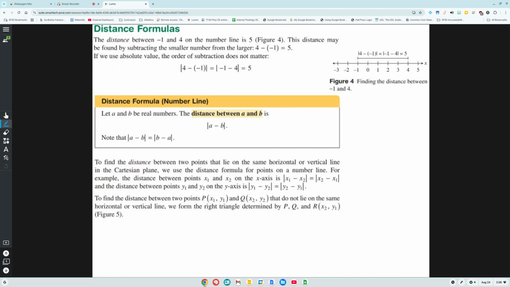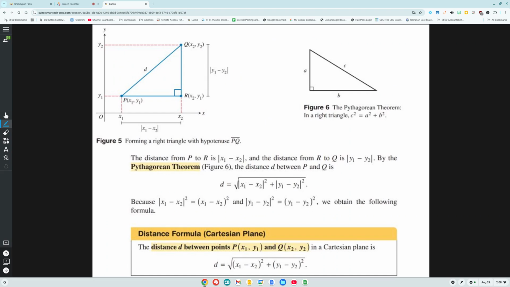To find the distance between 2 points, P, which is (x1, y1), and Q, which is (x2, y2), that do not lie in the same horizontal or vertical line, we form the right triangle determined by P, Q, and R, where R is just forming that right triangle. Again, this is probably how this was explained to you when you were taking geometry. So if I'm trying to find the distance between a point P and a point Q, what I end up doing is I form a right triangle.